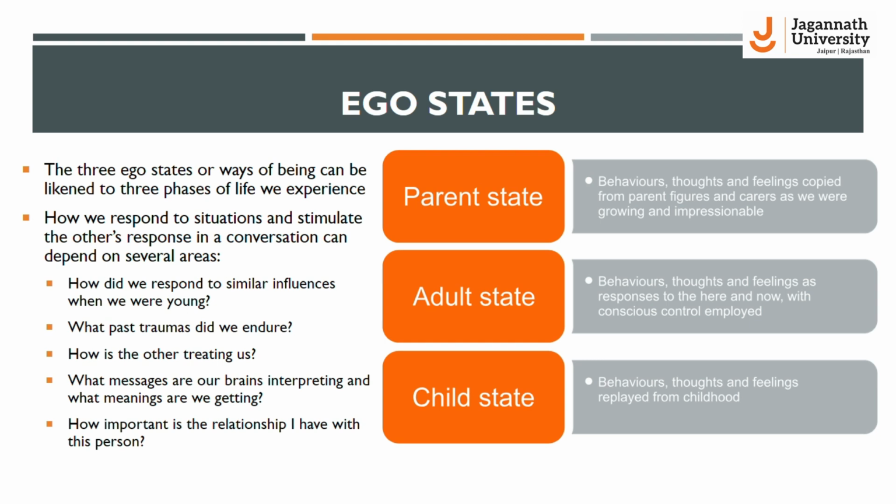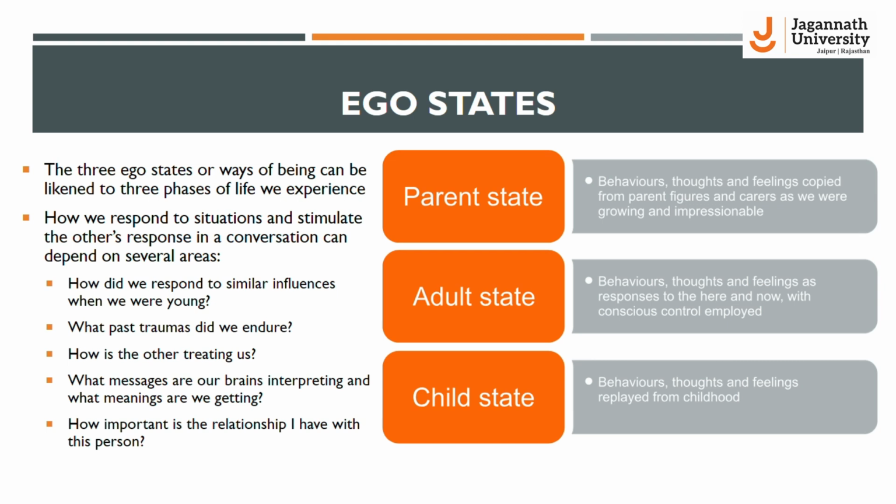According to this theory, there are three ego states. Our ways of being can be likened to three phases of life which we experience. How we respond to situations and stimulate the other's response in a conversation depends on these three states. These three states are parent state, adult state, and child state. As it is said, the phases of life we experience.